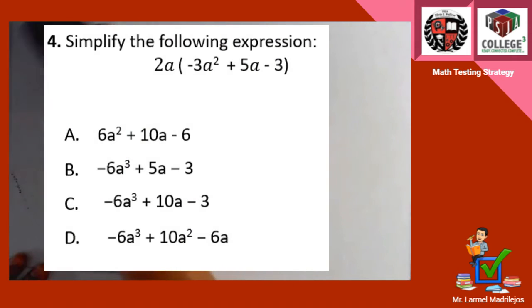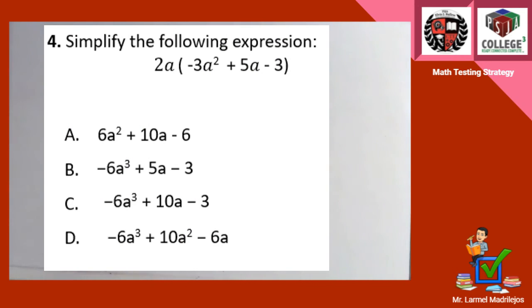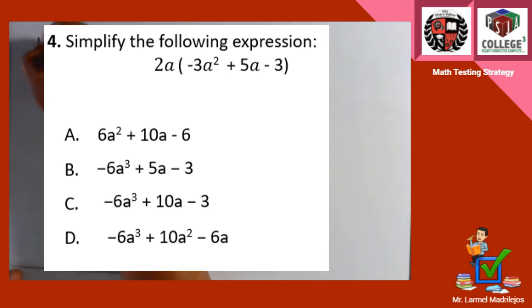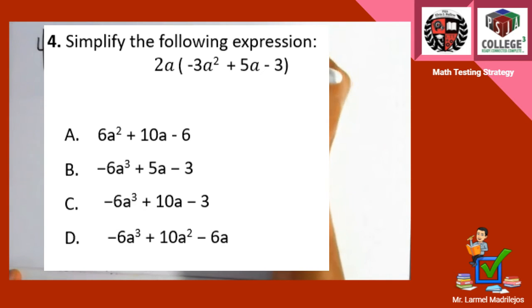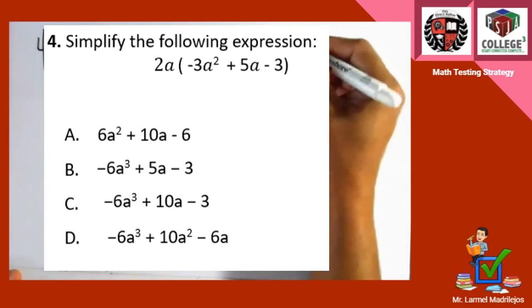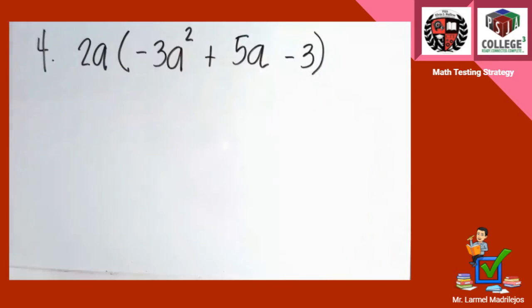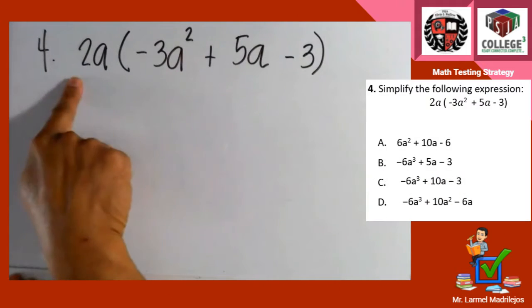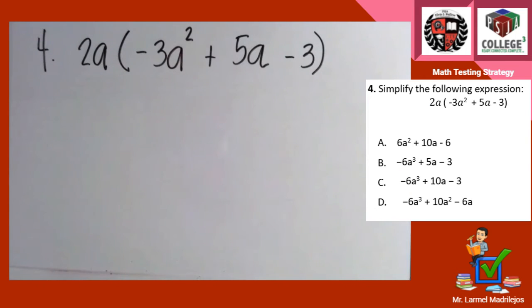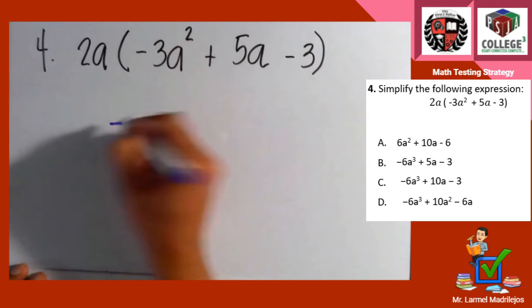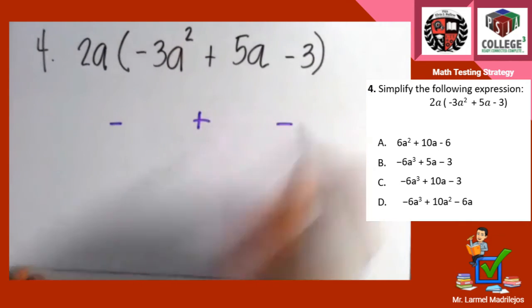Next question. Number 4. The number 4 is 2a minus 3a squared plus 5a minus 3. So if you look at the coefficient outside, it's positive, so everything inside stays the same sign. So this stays negative, that's still positive, that's still negative.